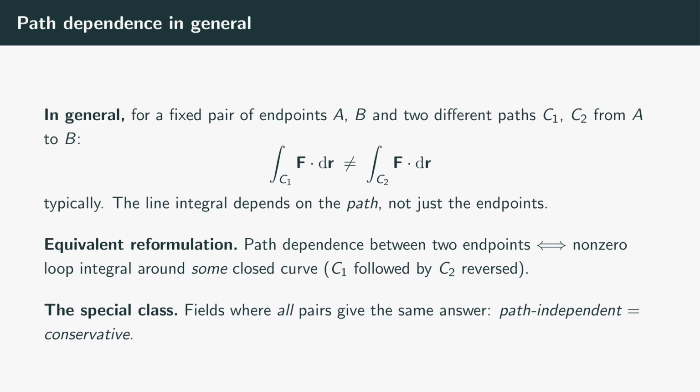And it is logically equivalent to the closed loop story. The integral over C1 being different from the integral over C2 between the same endpoints is the same as the closed line integral being non-zero on the loop, C1 followed by C2 backward. Fields for which all paths between the same endpoints give the same answer are called path-independent, or equivalently conservative. They are the well-behaved minority, and the next episode is entirely devoted to them.